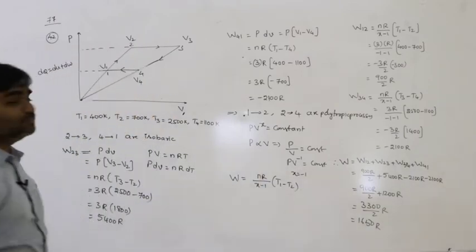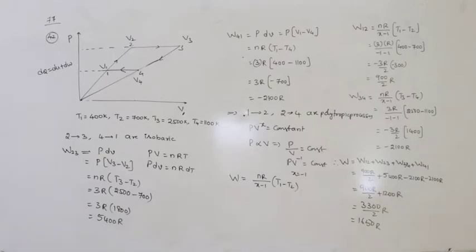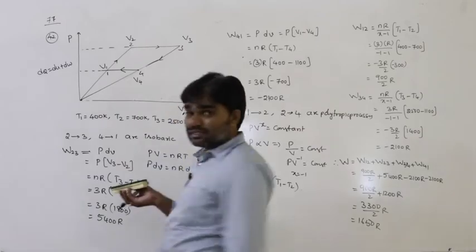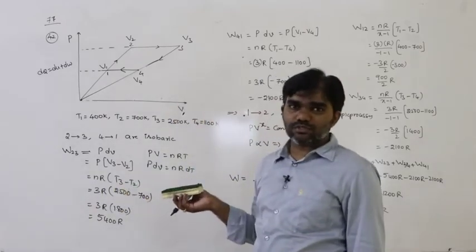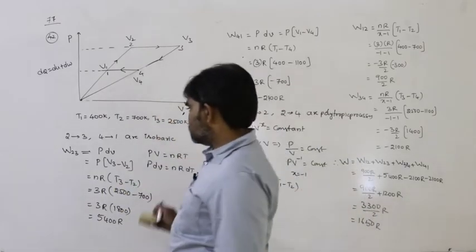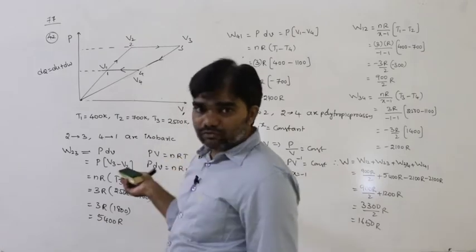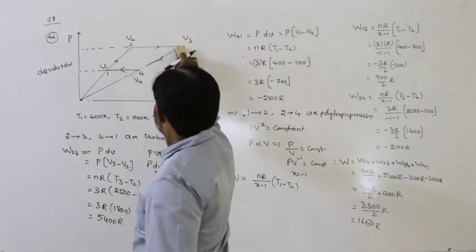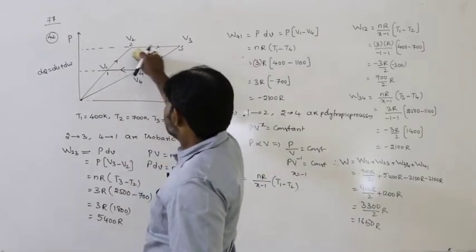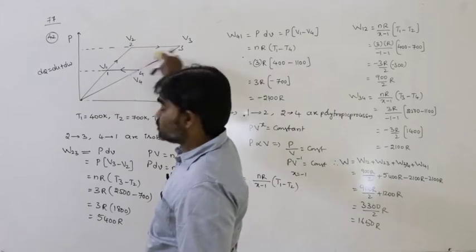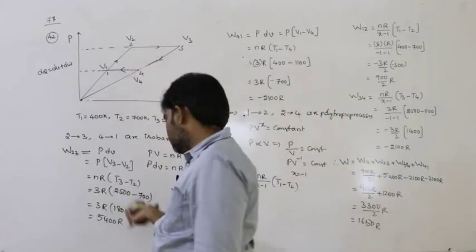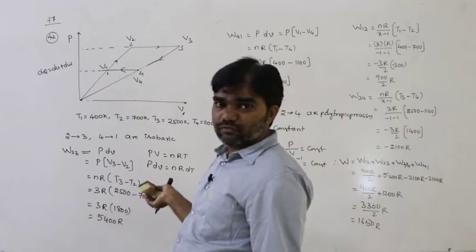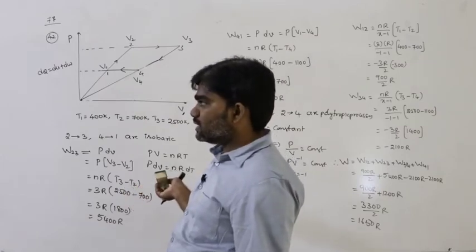So, this is the problem. If you practice these types of problems, then it is very easy. Mainly, we only have to know what the process is and what the work done will be. This one and this one are straight lines parallel to the x axis, which means pressure is constant, so that is called isobaric. Only the explanation takes time; if you do it individually, it takes very little time, no problem.